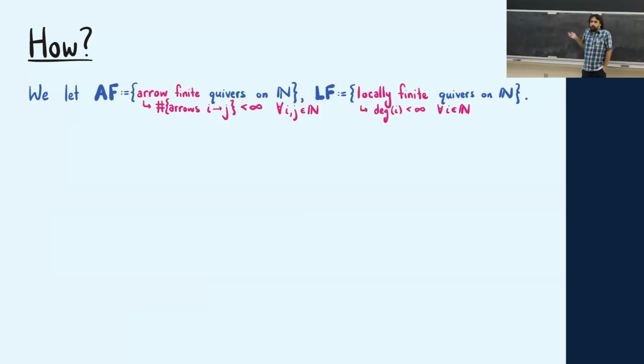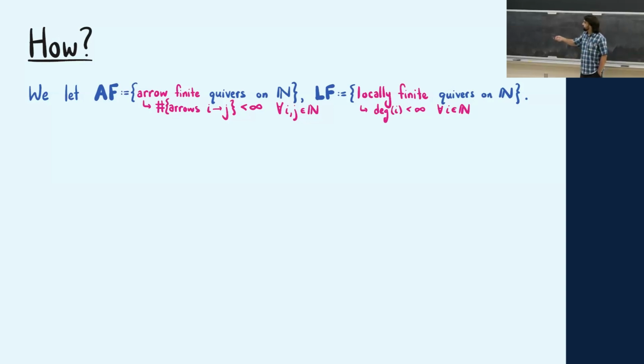So, okay, how are we going to do this? How are we going to set things up the right way? I'm going to take a topological approach. I'm going to define for you two spaces here, which I call AF and LF. These are spaces whose points are quivers with vertex set the natural numbers. Arrow finite quivers, I'll take to mean between any two vertices, there are only finitely many arrows. Could be zero, but only finitely many. I'm never going to have infinitely many arrows from one vertex to another.